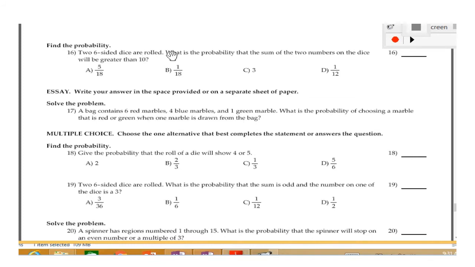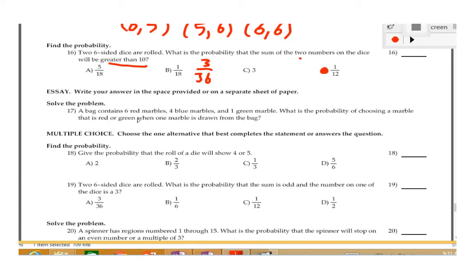Two six-sided dice, what is the probability that the sum of the two numbers on the dice will be greater than 10? To be greater than 10, it means that the first die appears 6 and the second one 5, or 5 and 6, or 6 and 6. Why am I not going to take 5 and 5? Because 5 and 5 is 10, and he says greater than 10. So it's 3 out of 36, which is 1 out of 12.